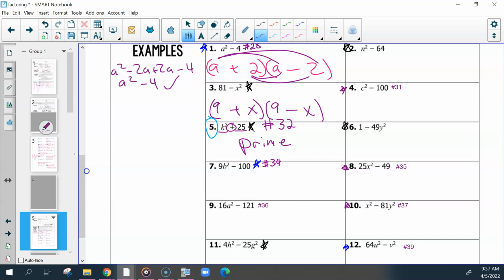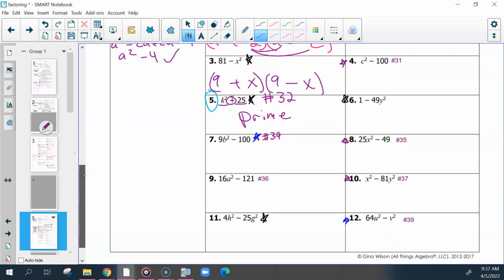Some of these lower ones have more than just one thing. So like 7, same process, they just added more numbers. 4 times what gives you 9? 4 times what gives you b squared? And then what times what gives you 100? So you may have more added in there depending on what you're given, but you're doing the exact same thing.